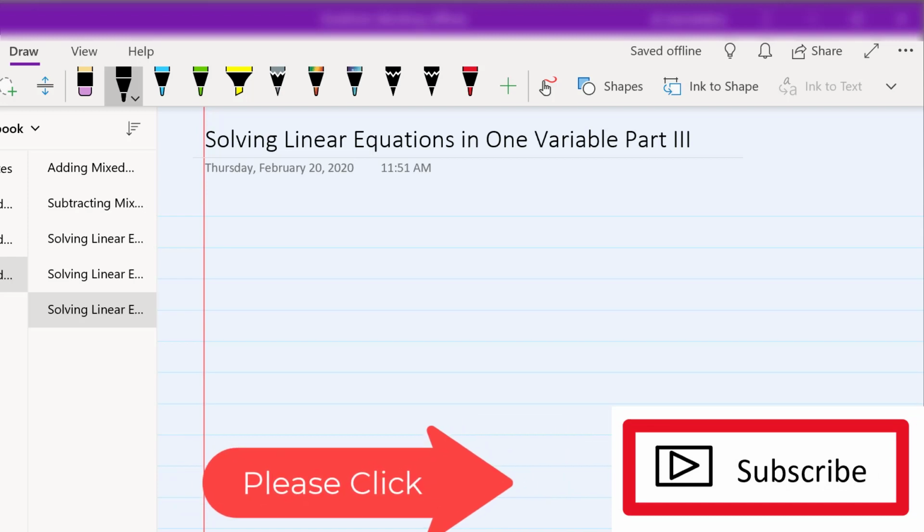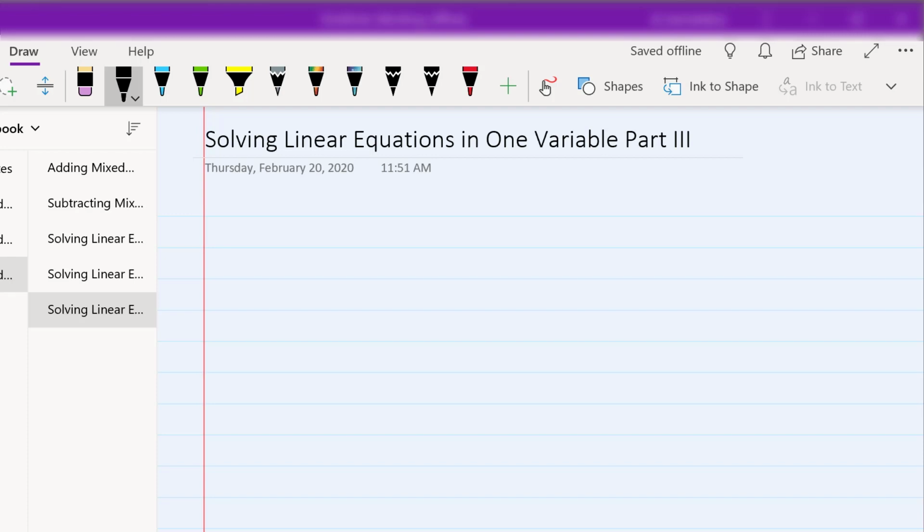Today we're going to be continuing our discussion on solving linear equations in one variable. This will be part 3, our final lesson of this topic.